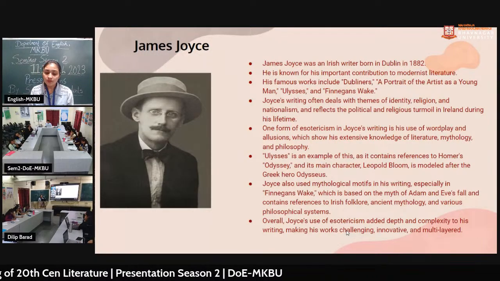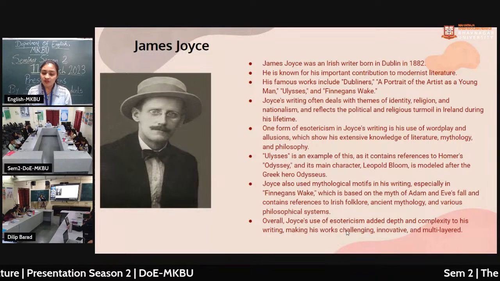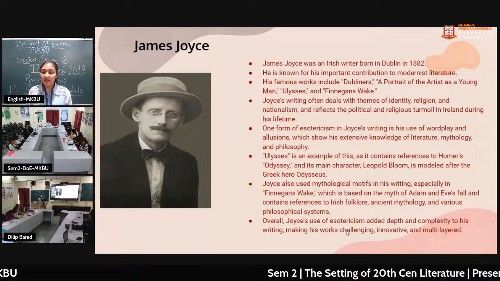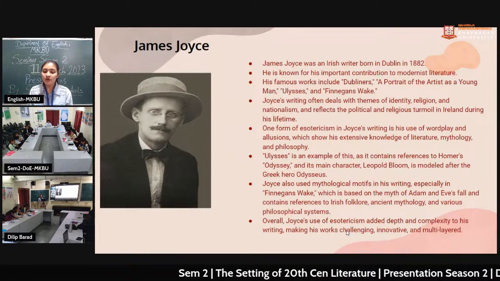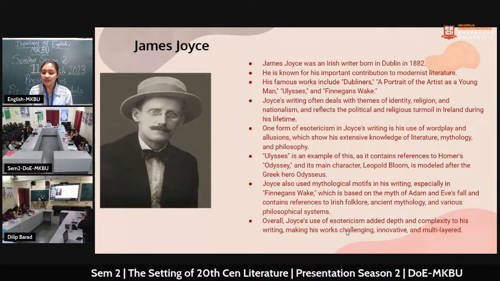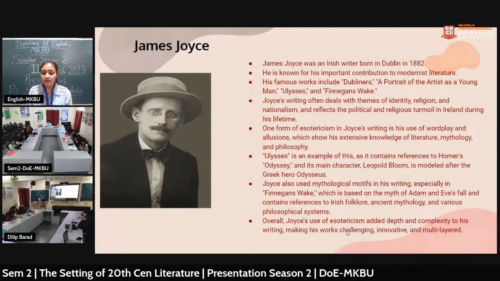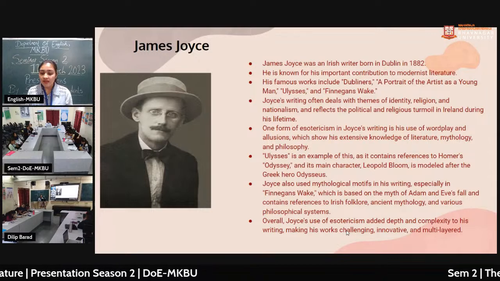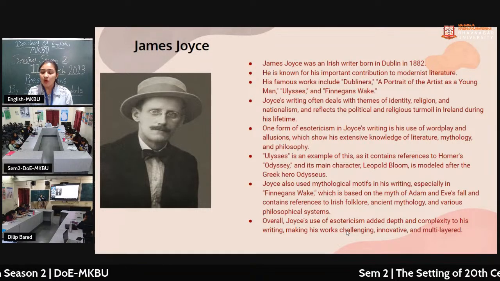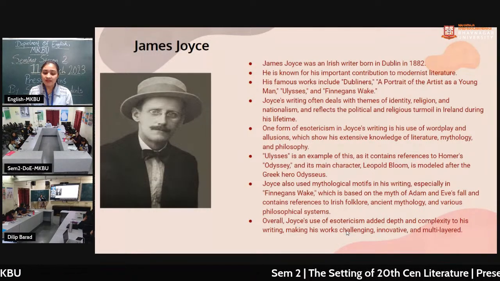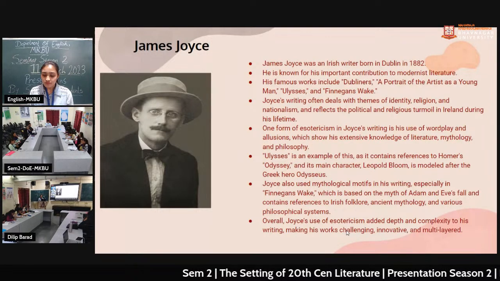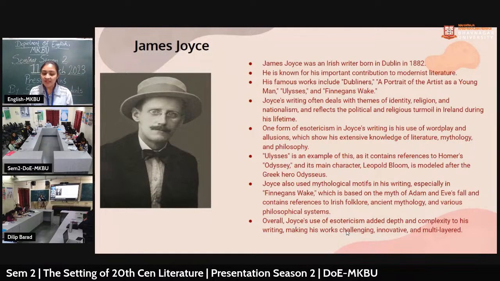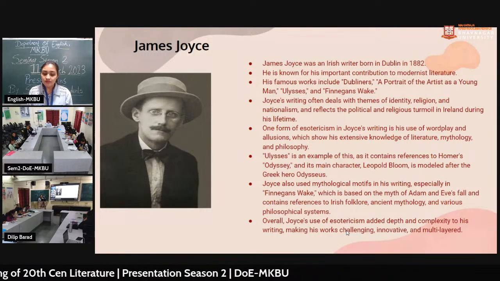One form of esotericism in Joyce's writing is his use of wordplay and allusion, which shows his extensive knowledge of literature, mythology, and philosophy. Ulysses is an example of this, as it refers to Homer's Odyssey, and its main character, Leopold Bloom, is modeled after the Greek hero Odysseus.